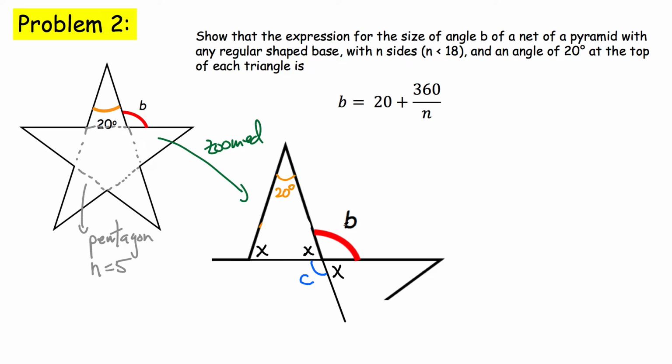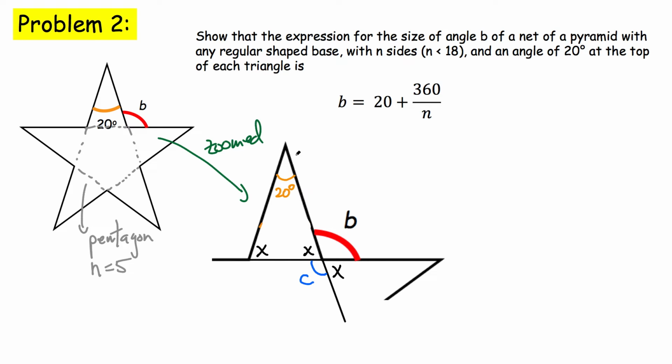Now, one thing to be careful of: C is not equal to B, so we have to be a little bit careful. You definitely saw that in the previous problem. In the previous problem, we had a square base, so C was 90 degrees, and B was equal to 110, so they definitely were not the same. All right, let's go ahead and write down some relationships here that are going to help us.